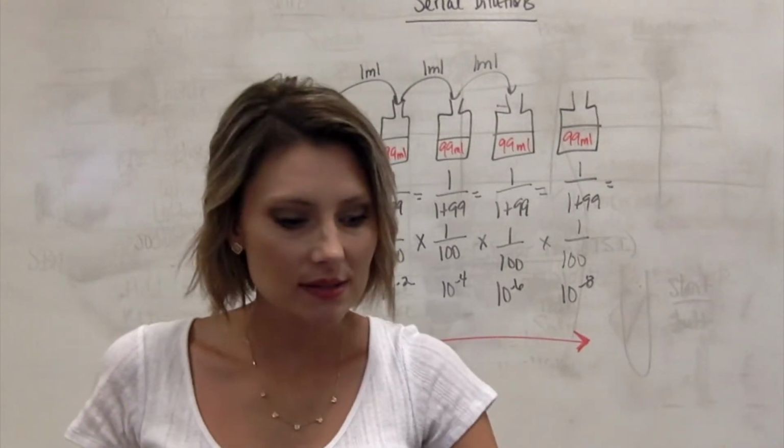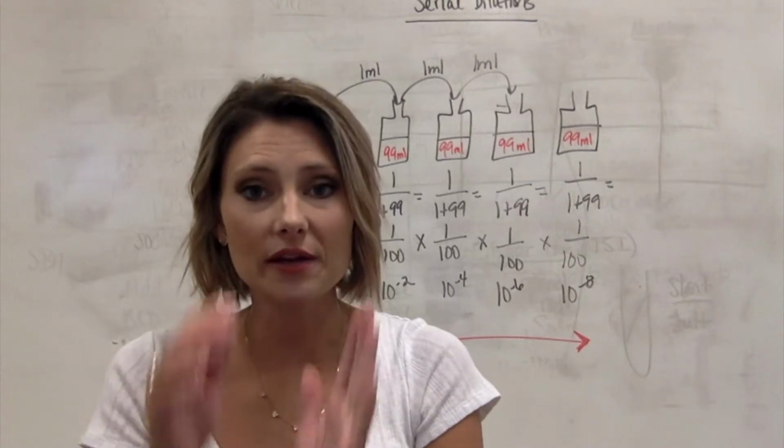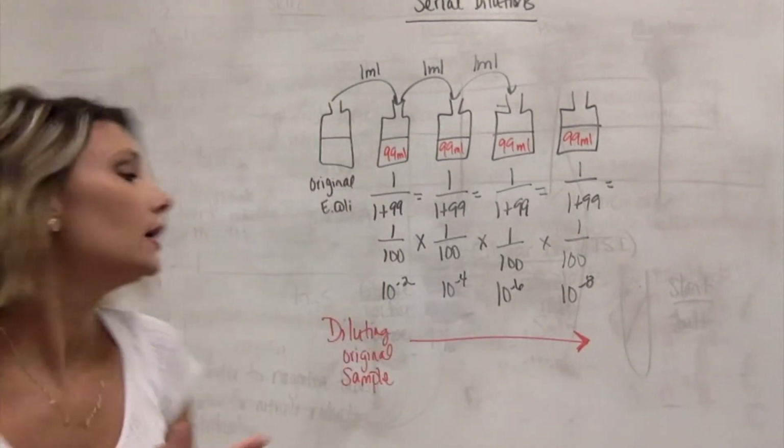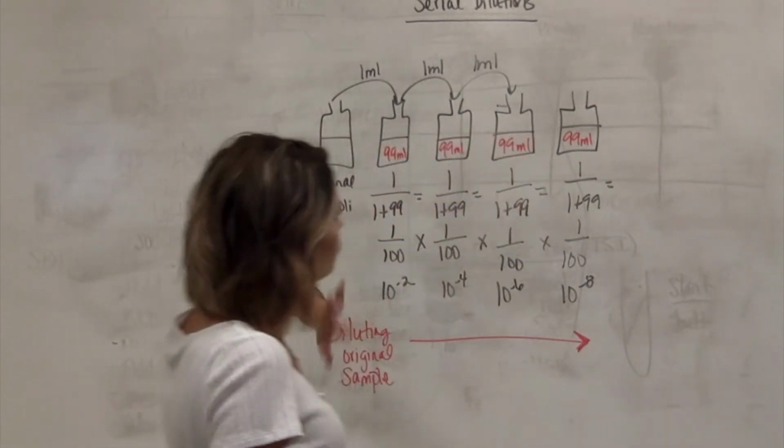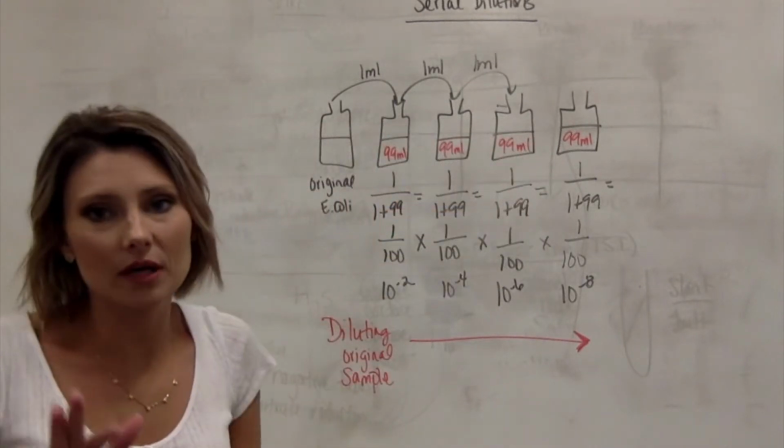So I've got my pipetter, pipettes, my dilution blanks, and my E. coli. So now let's talk about what we're going to be doing. So here's my original sample. Here's my dilution blanks that I have drawn on the board. Don't judge my drawing. I'm not an artist.